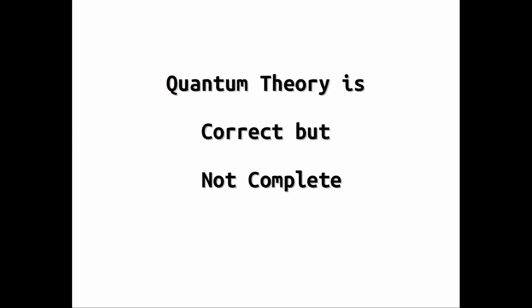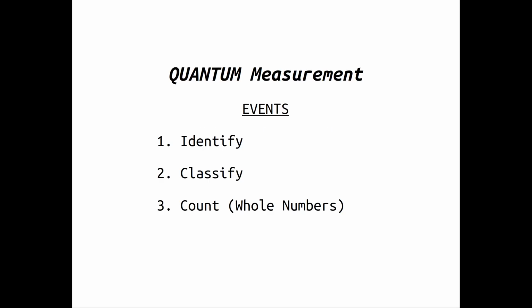So what does that mean? Well, let me give you an example. We'll do that through quantum analysis. And we do quantum analysis by taking measurements. And the way you measure in the quantum world is simply by counting. It's a simple three-step process. First, you identify an event, then you classify the event, and finally you count the event, as in 1, 2, 3, 4.